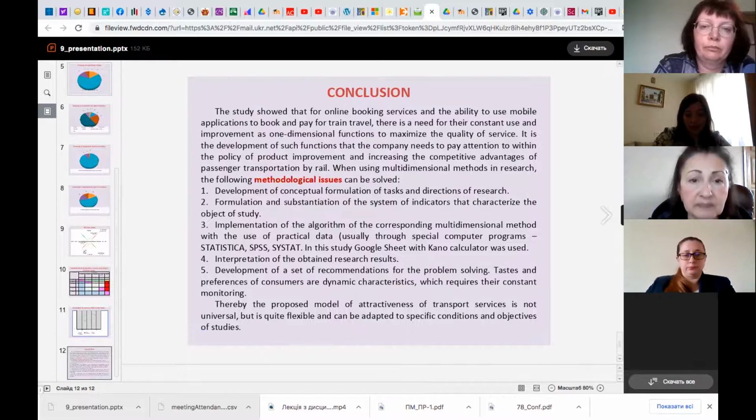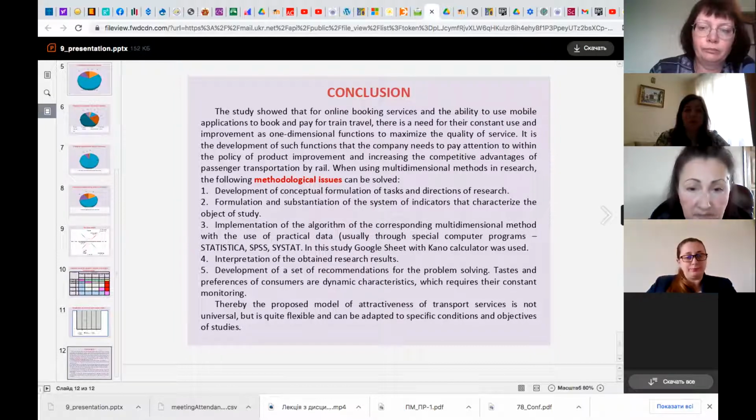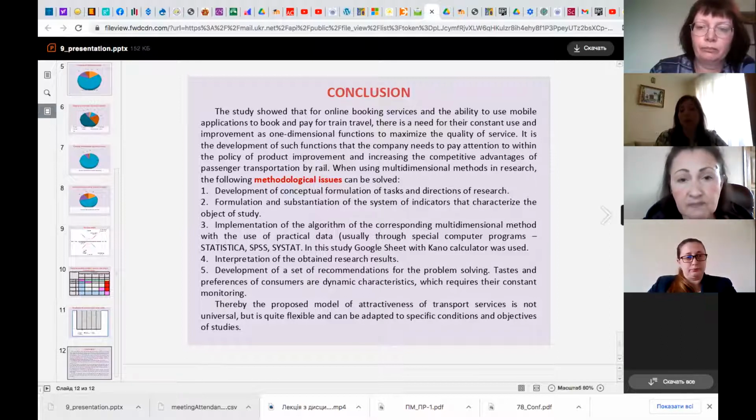And this made it possible to visualize the consumer choice survey results that you can see on slide number 11. And last, the conclusion: our studies showed that for online booking services and the ability to use a mobile application to book and to pay for train travel, there is a need for their constant use and improvement as a one-dimensional function to maximize the quality of service. It is the development of such a function that the company needs to pay attention to within the policy of product improvement and increasing the competitive advantages of passenger transportation by railway.